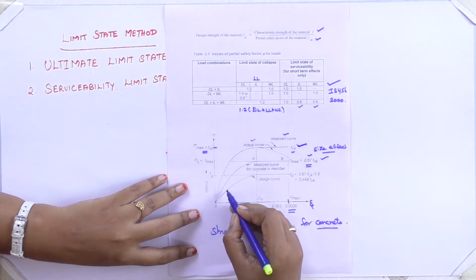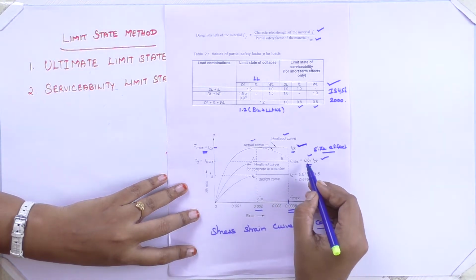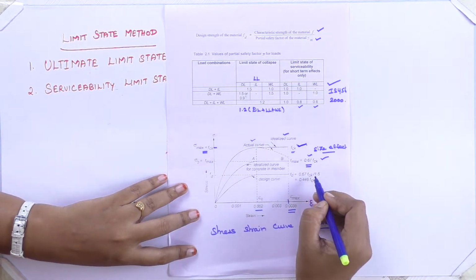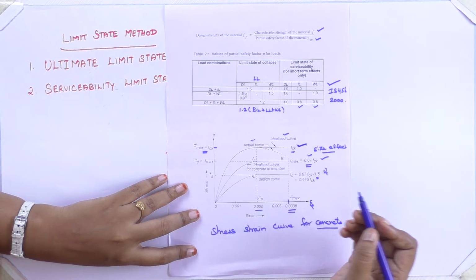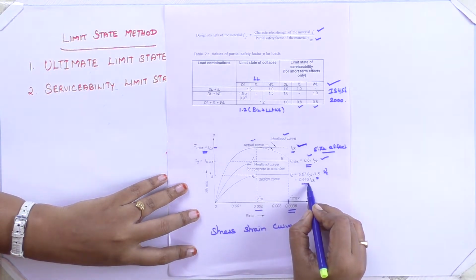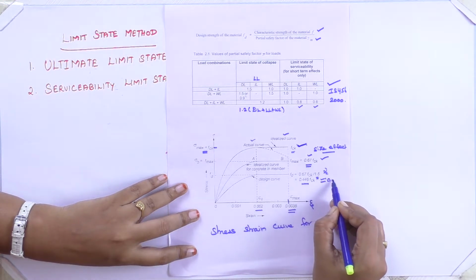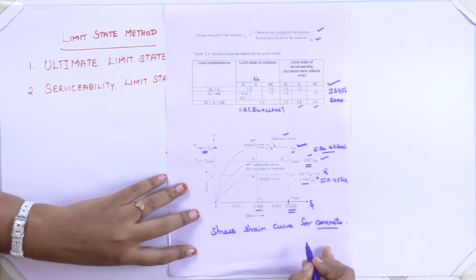When you go for design, we give the partial safety factor for your concrete. So this 0.67 FCK divided by 1.5, which is the partial safety factor for concrete. Now for the design curve, you will get 0.446 FCK. Your value will be around 0.45 FCK. This is the stress strain curve for the concrete.